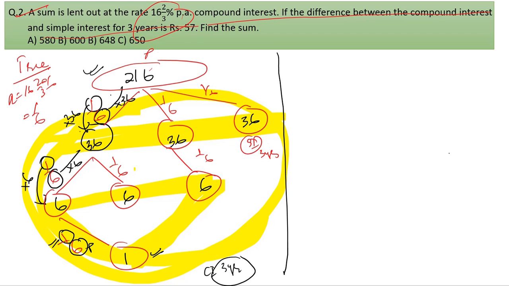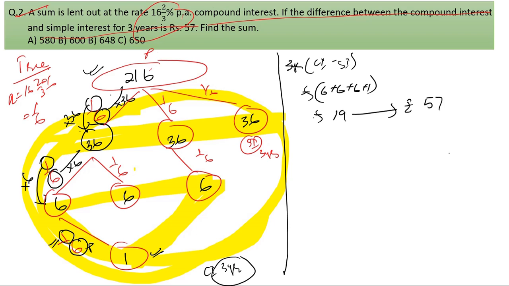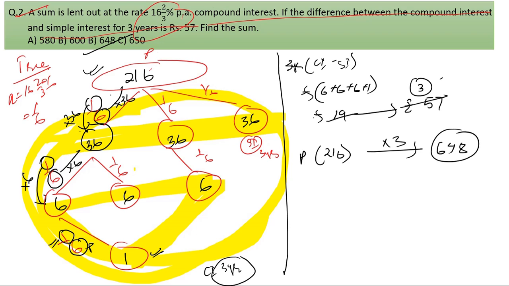Therefore, for 3 years compound interest minus simple interest is 6 plus 6 plus 6 plus 1. That is 19 units, which gives rupees 57. According to the question, this 19 is 57, so 1 unit is 3. We then have the principal, that is 216, multiplied by 3, which gives 648. Hence, option C is our correct answer.